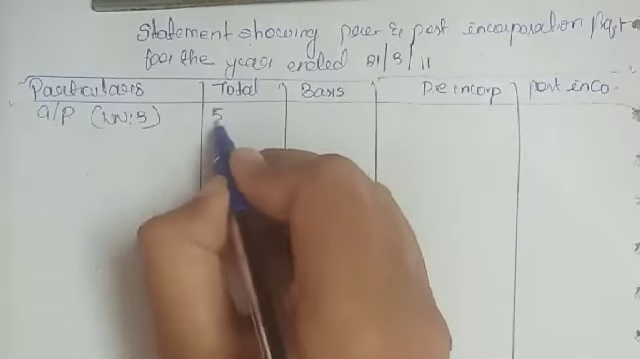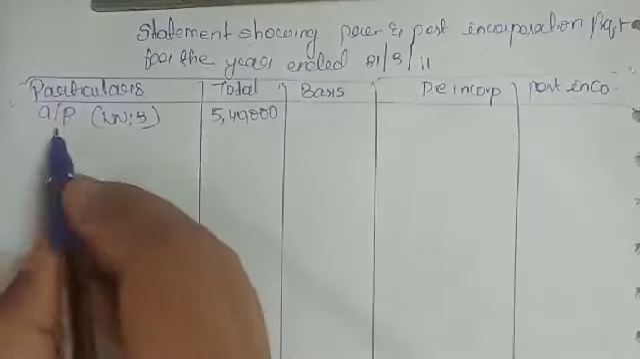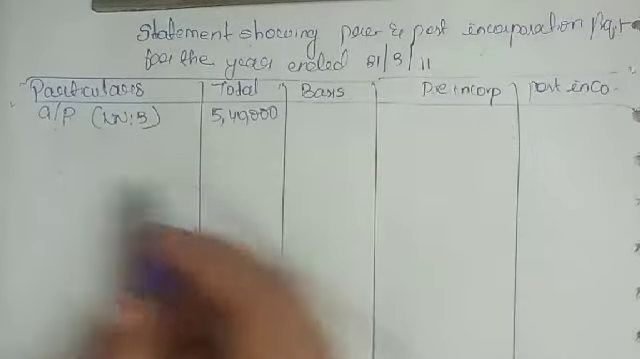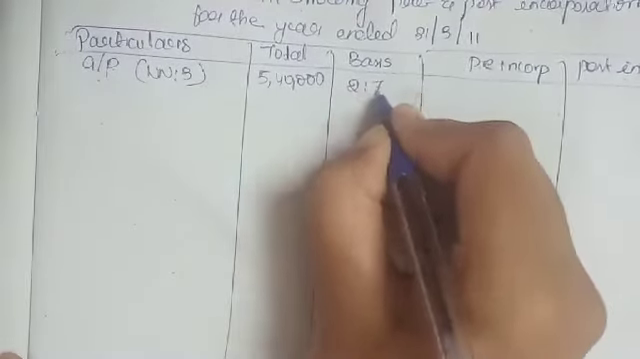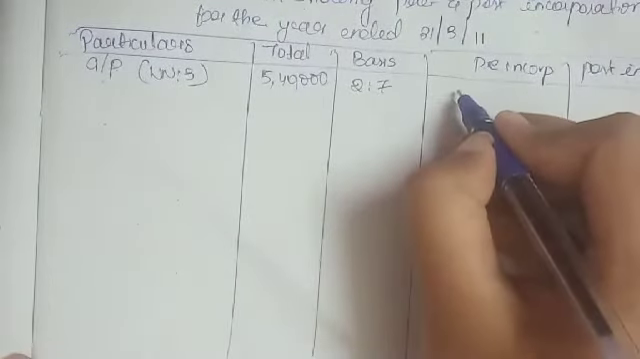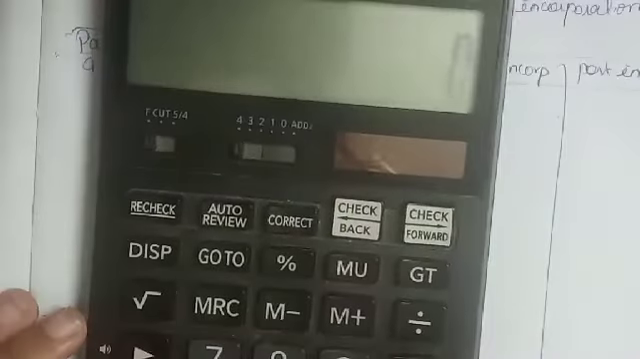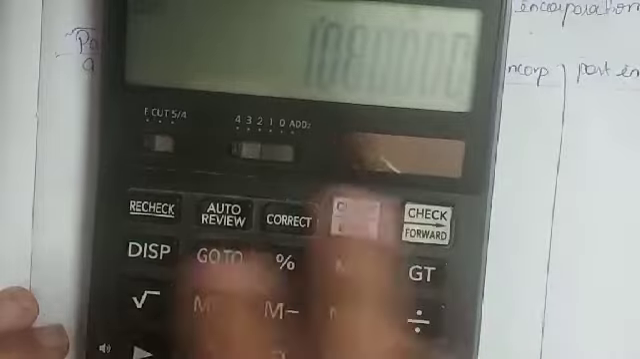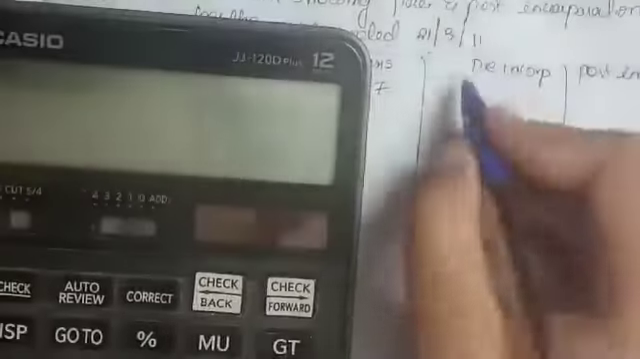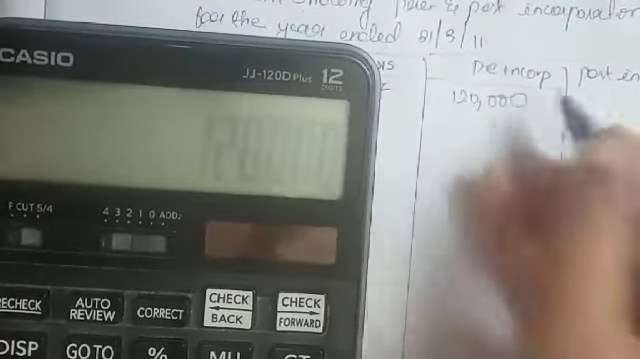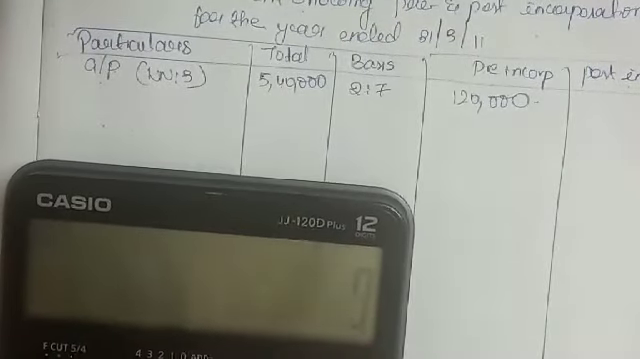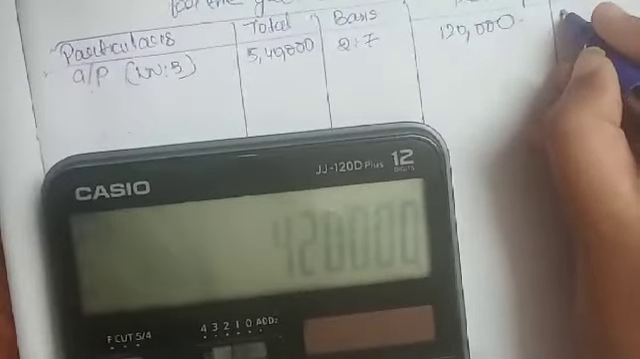The total we got is 5,40,000, and gross profit will always be based on the sales. So you write sales ratio. What is the sales ratio? 2 is to 7. Now we'll divide based on this. 5,40,000 into 2 divided by what is the total of these two? 2 plus 7 is 9. So 1,20,000. Next, 5,40,000 into 7 divided by 9, 4,20,000.